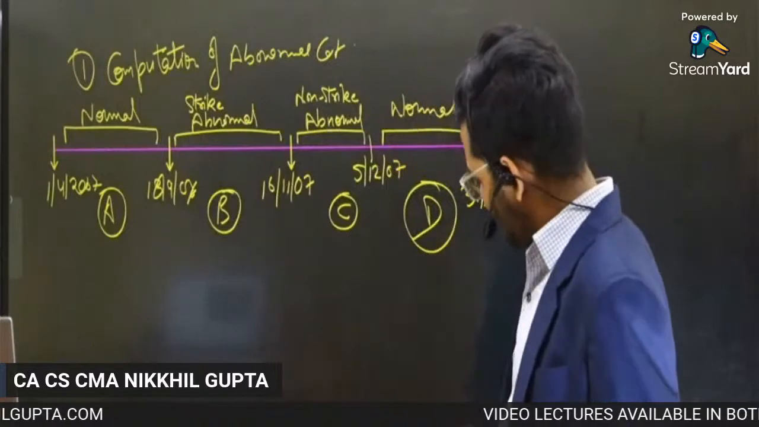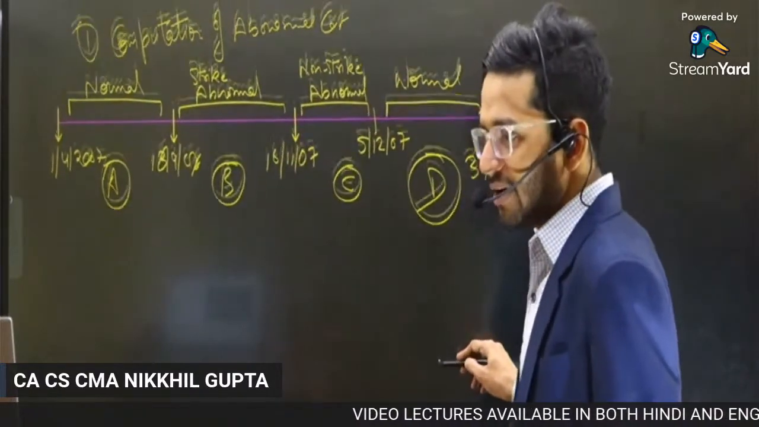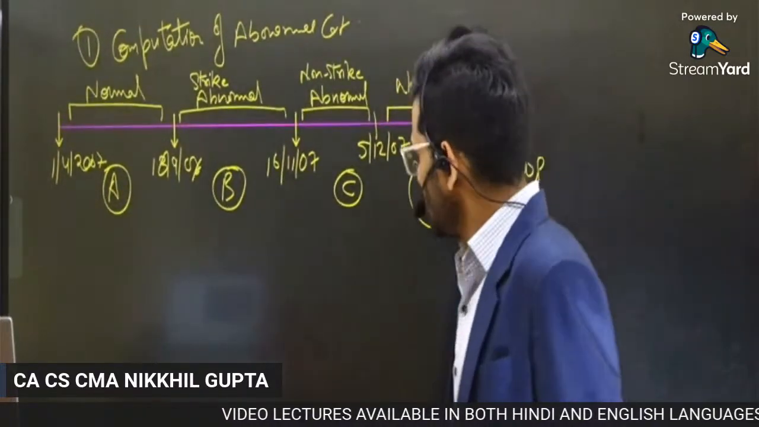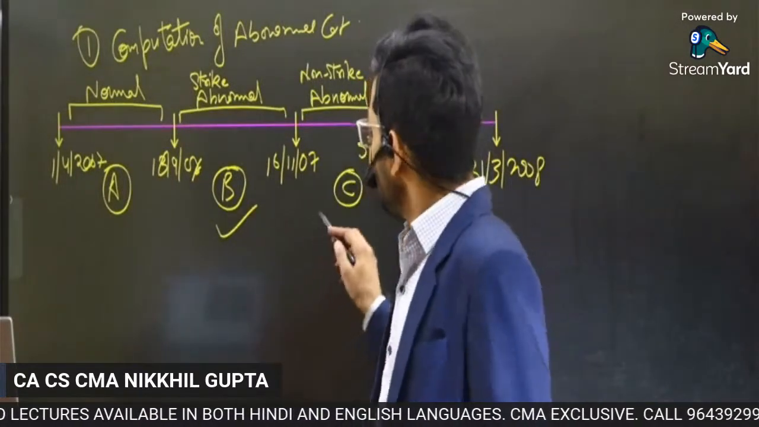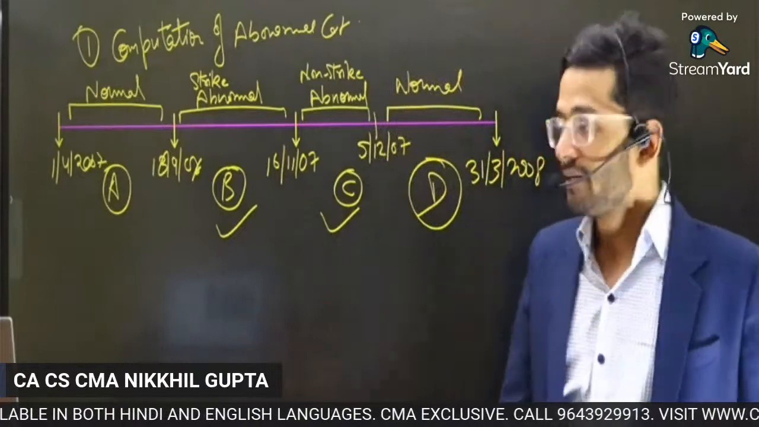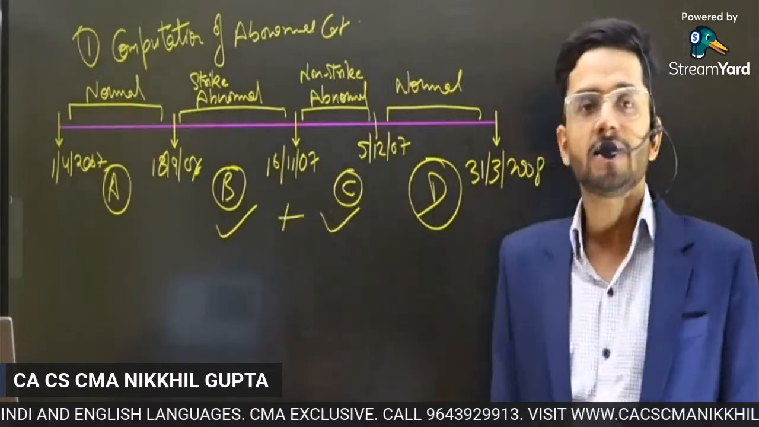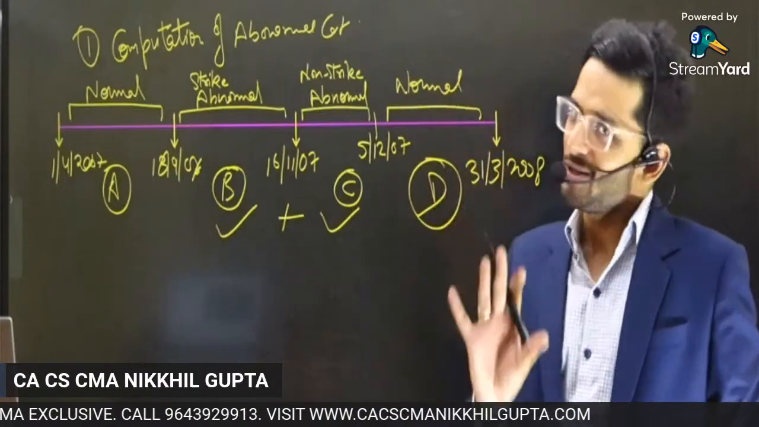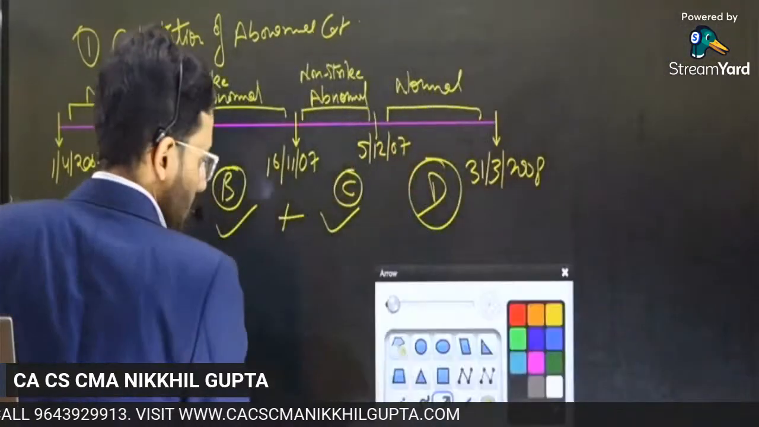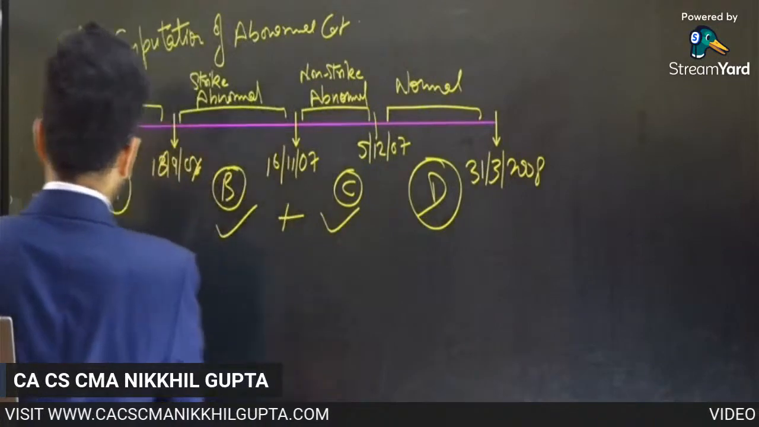So these are the timestamps. Now I'll tell you what we need to compute. We need to compute the cost which has been incurred in period B. We need to compute the cost incurred in period C. We will total these two and our abnormal cost will be in our hands. Simple as that. That is the objective. So let's now compute the abnormal cost.